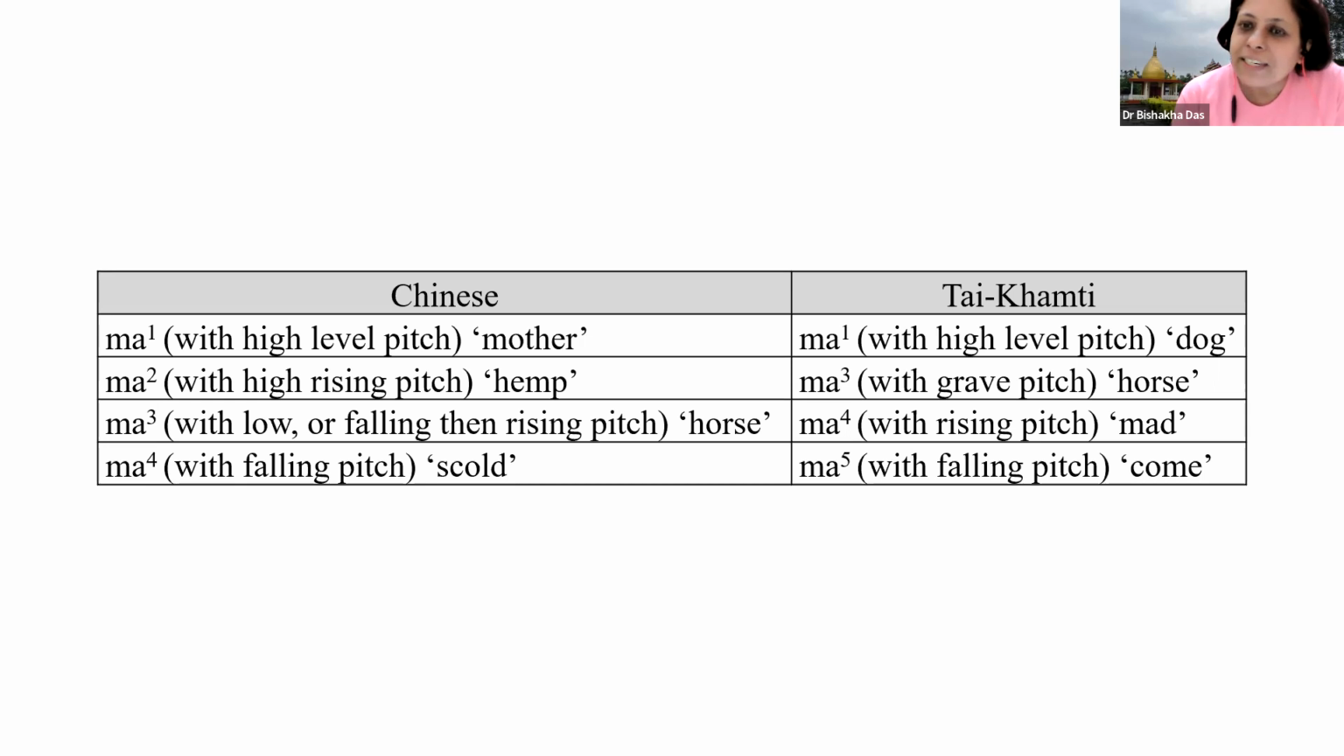In Thai Khamti, we see with high level pitch, ma is dog. And with grave pitch, ma is horse. And with rising pitch, ma, mad. And with a falling pitch, ma, come. Now, the rising pitch in Thai Khamti and Mandarin is a little different.